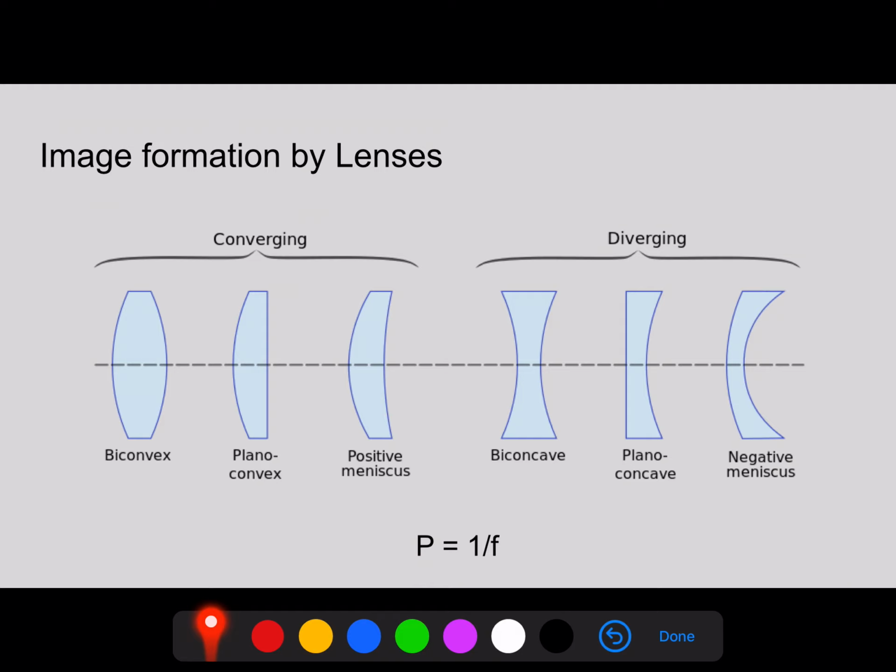So broadly speaking, there are two categories that we're going to consider: converging lenses and diverging lenses. And within those categories, there are various shapes that we can have. We're going to constrain our discussion primarily to the biconvex and the biconcave shape, as those are the easiest to understand.